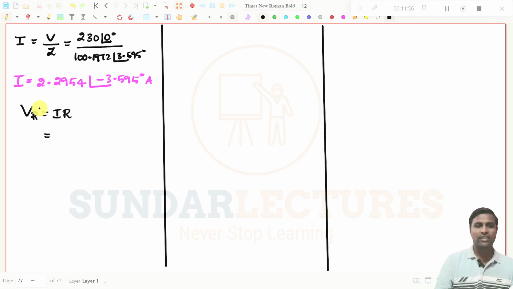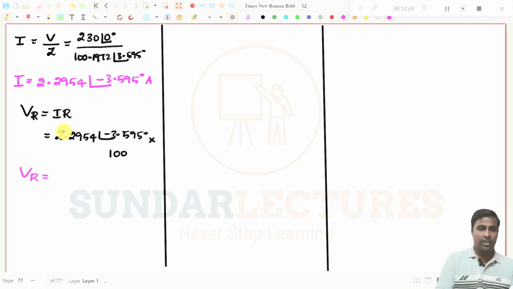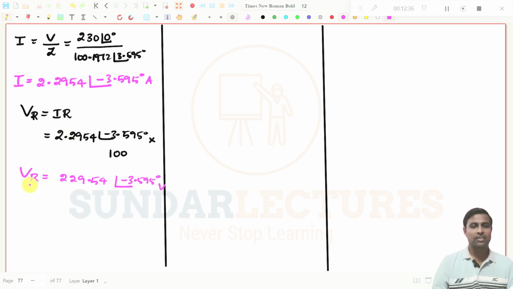This is the formula. And what is I? So you see, always you substitute these type of values, right? This is the I value. So if you substitute this value, that is 2.2954 at an angle of minus 3.595 degree, into what is R value? That is nothing but 100. Right? 100. So if you further simplify this, finally I will get VR equal to 1229.54 at an angle of minus 3.595 degree volt, and this is the VR value.